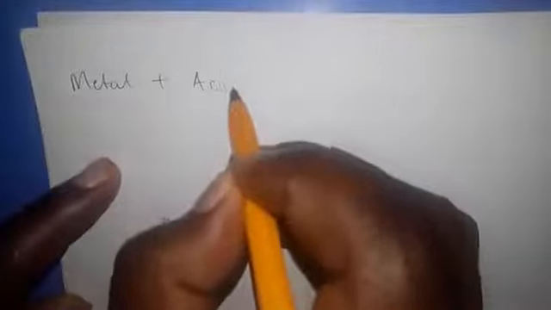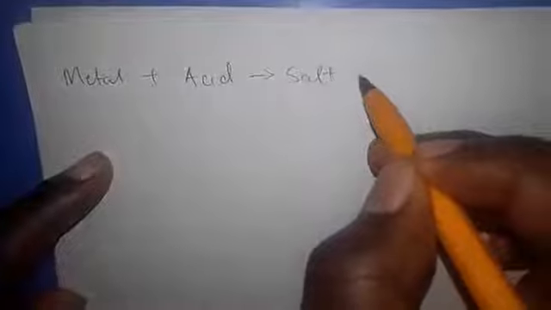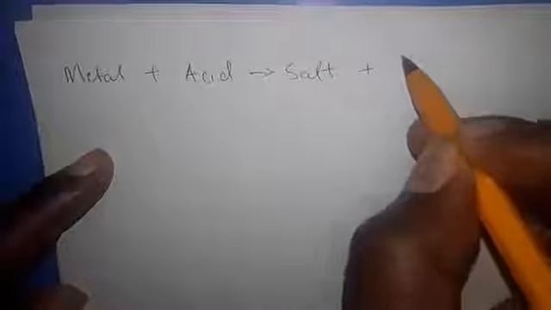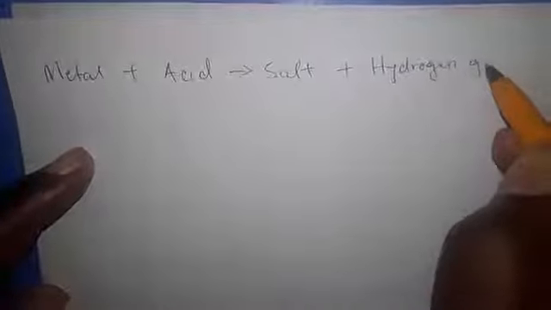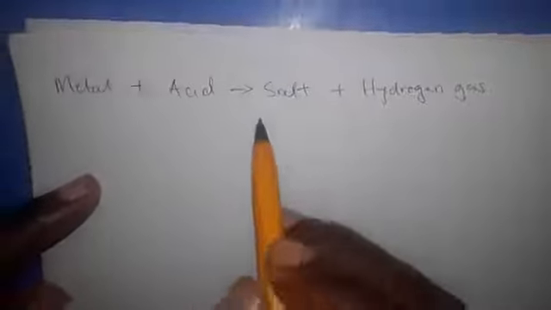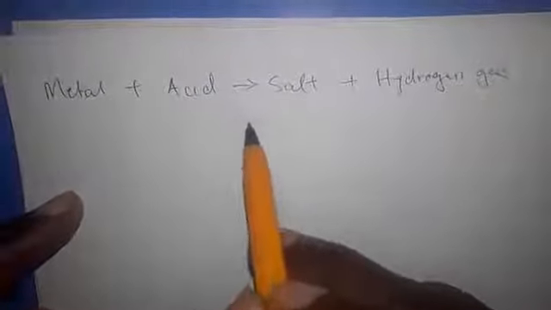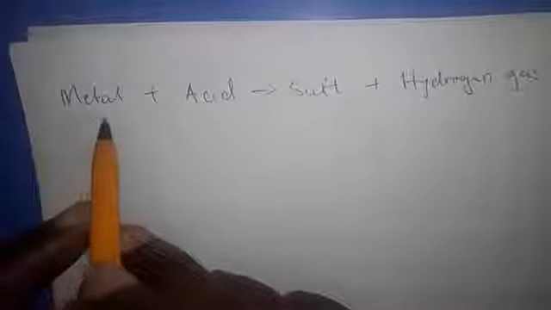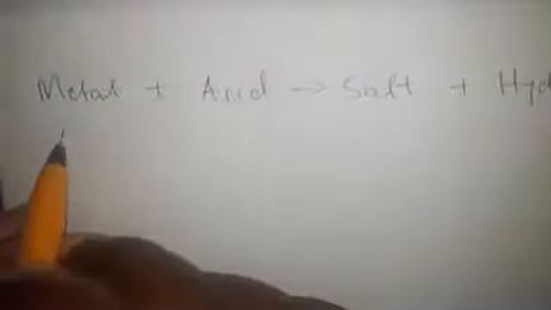So today we are going to say that when we react a metal with an acid, we expect a salt and something we call hydrogen gas. Now you understand that the salt that will be formed after the reaction must be the corresponding metal with the acid that we reacted. Now let's take an example.